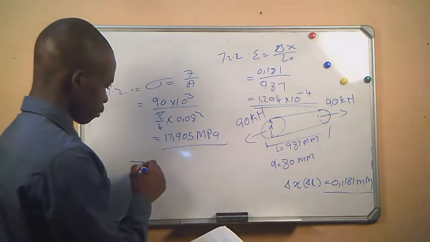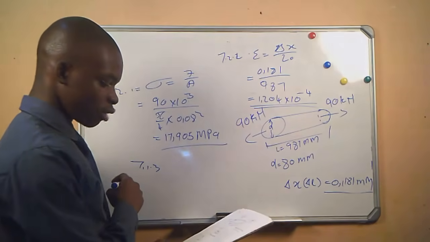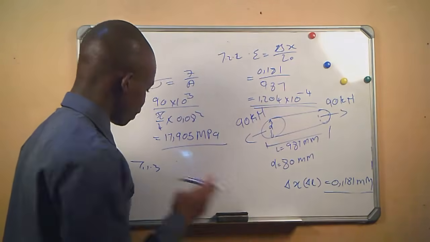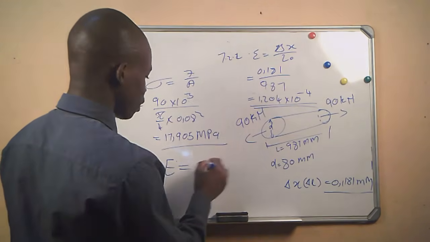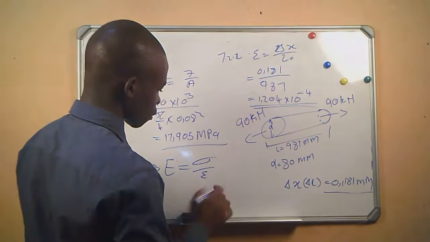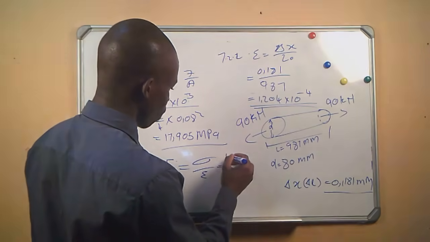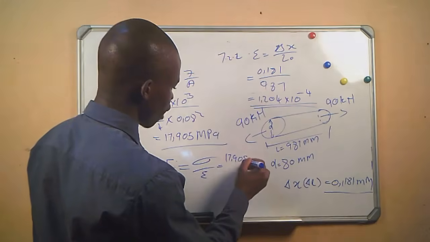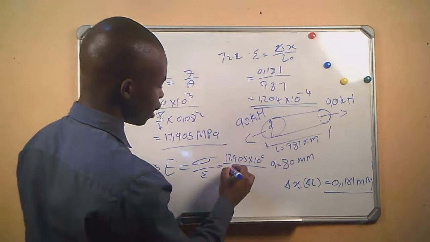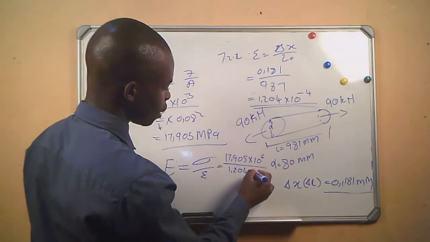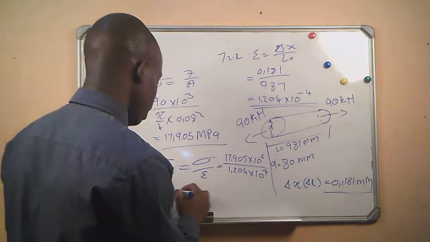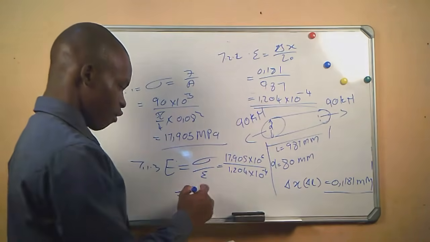And then we go to number 3. They say calculate the Young modulus of elasticity. And then we know that it is the ratio of the stress by the strain. We have already calculated the stress. It's 17.905 times 10 to the power 6. We know a mega is times 10 to the power 6. And then the strain is 1.204 times 10 to the power negative 4.